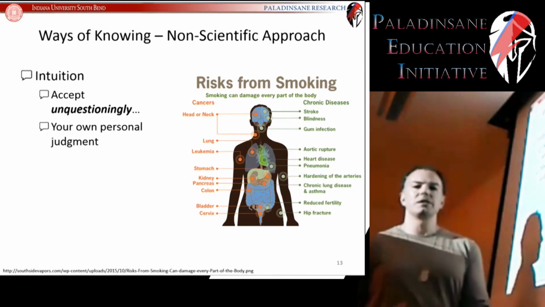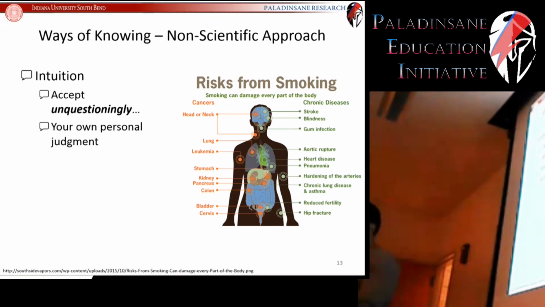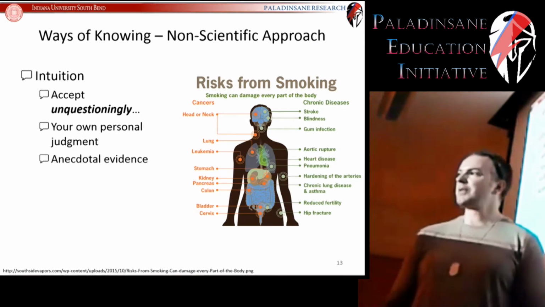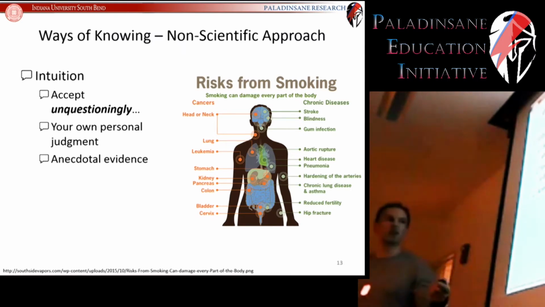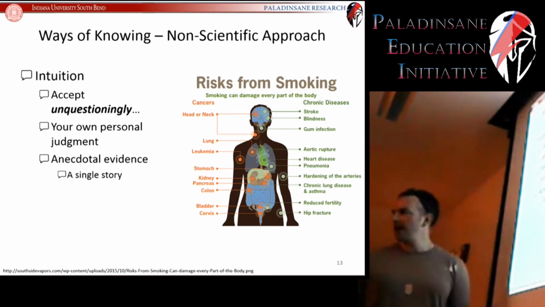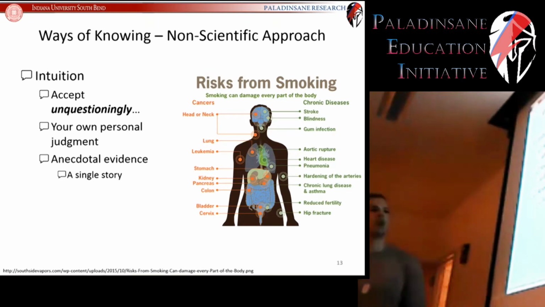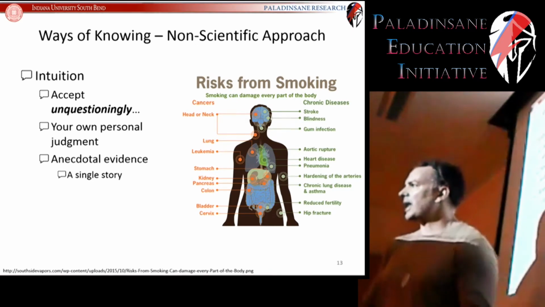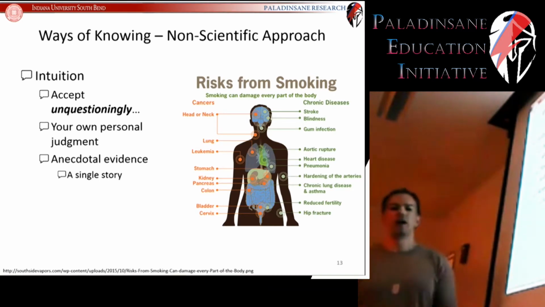So one of the sources of your own personal judgment that sometimes leads to this belief of things that are untrue are things like anecdotal evidence. And this one is a huge one in our society today. So anecdotal evidence is evidence from a single story. It's evidence from a single instance. And one of the reasons why it was so difficult to convince people about the risks of smoking, about how smoking could shorten your lifespan, about how smoking could cause lung cancer, how smoking could cause heart disease.